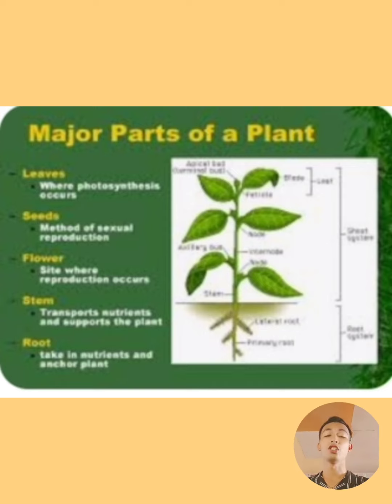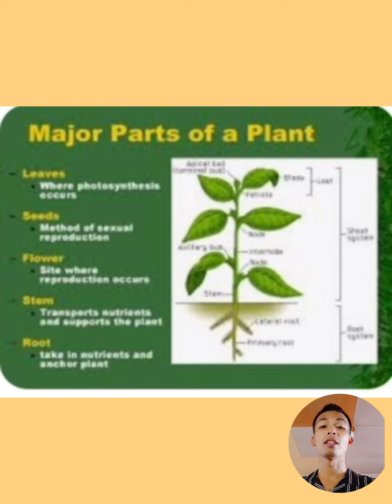Number 2. Enumerate and discuss the functions of major plant parts. Number 1. Roots. It is the part that lies below the surface of the soil. The top part of a root is covered by a covering known as a root cap.